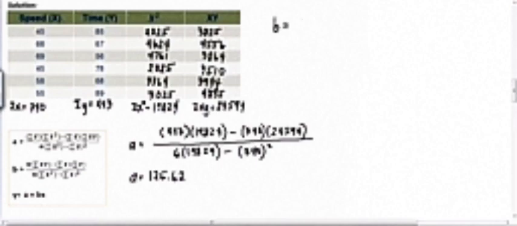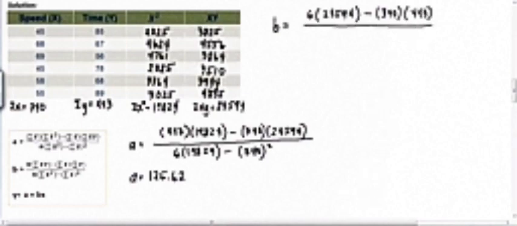Okay, let's have yung letter B. So sundan lang natin itong formula, n daw. So ang n natin is 6 times summation of xy. So 24,594. Okay, close parenthesis, minus, open parenthesis, summation of x, so 340, close parenthesis, open parenthesis, summation of y, so 443, all over. Okay, so n ulit is 6, multiplied by the summation of x squared. So ito yun, 19824. Okay, minus summation of x, which is 340 squared.